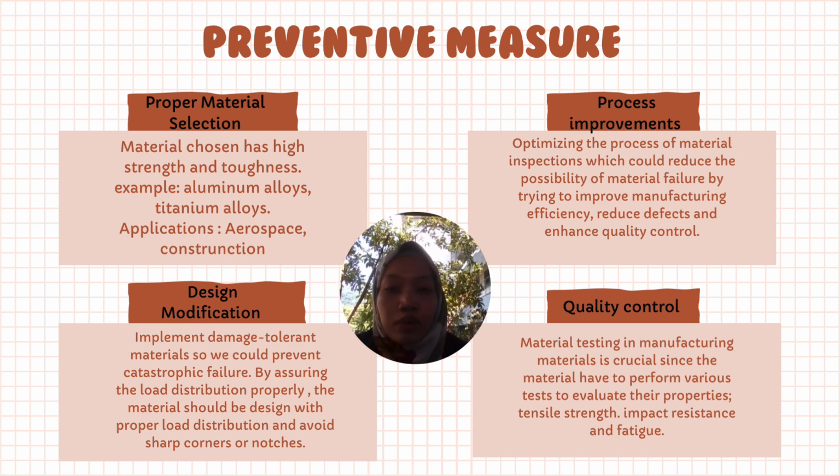Thirdly is process improvement. By optimizing the process of material inspection, we can reduce the possibility of material failure by trying to improve manufacturing efficiency, reduce defects, and enhance quality control. And lastly, quality control. For quality control, material testing in manufacturing is crucial since the material has to undergo various tests to evaluate its properties, which are tensile strength, impact resistance, and fatigue. That's all for me. Thank you.